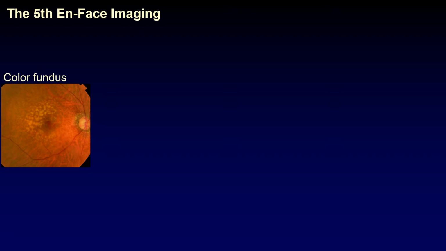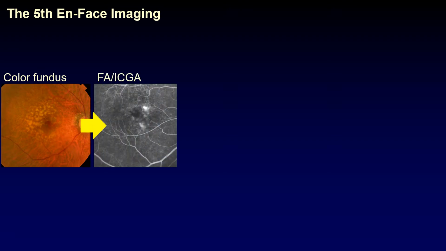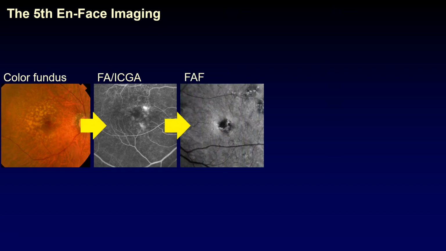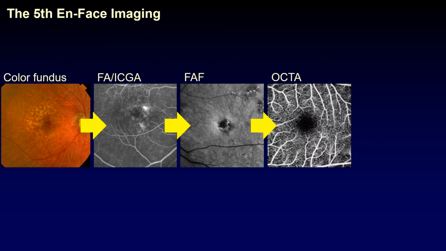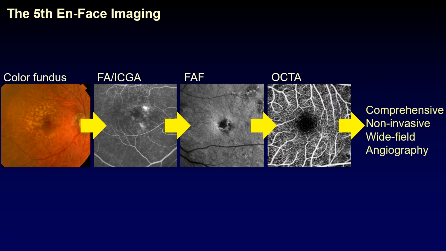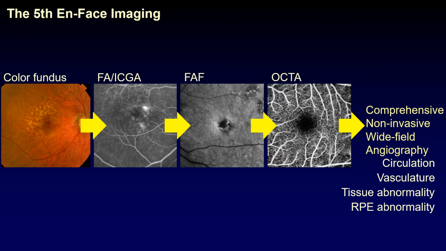The first generation of the EMPAS imaging would be the color fundus. Then we have invasive angiographies including FA and ICGA at the second generation. We also have the non-invasive versions of the angiography, such as FAF. And recently, we have another non-invasive angiography, OCTA. If OCTA is the fourth generation, what is the fifth? It might be a comprehensive, non-invasive, wide-field angiography. By using it, we might be able to assess the circulation, vasculature, tissue abnormality, and RP abnormality.